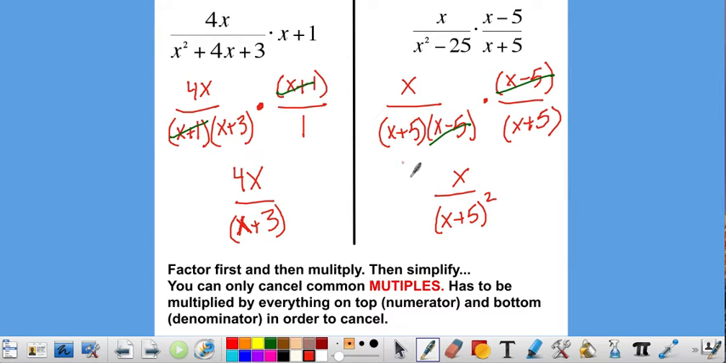And if you FOILed all that out, more power to you. I don't think we need to here. I think it's easier just to leave it in factored form.